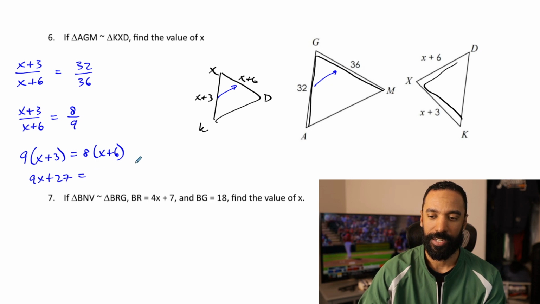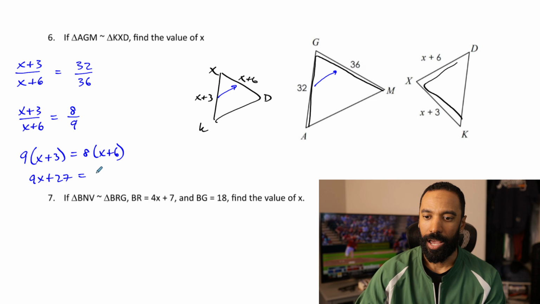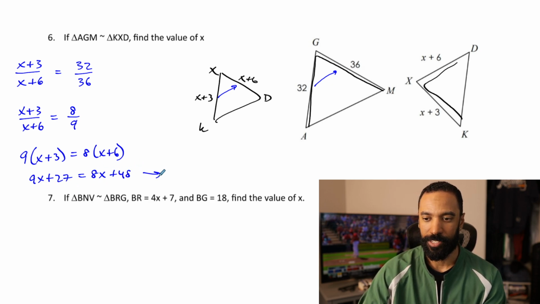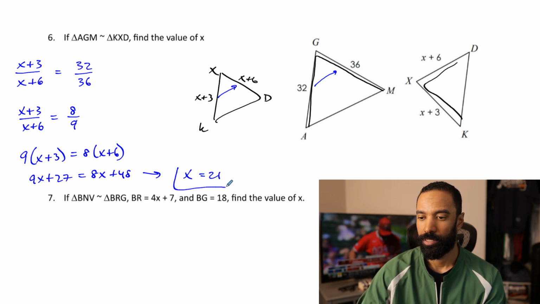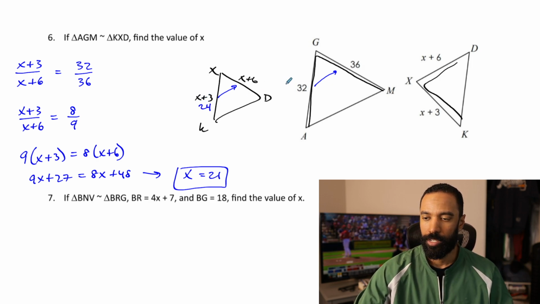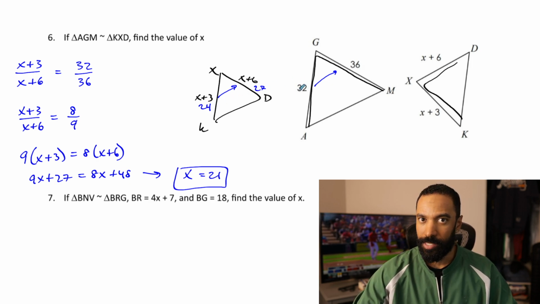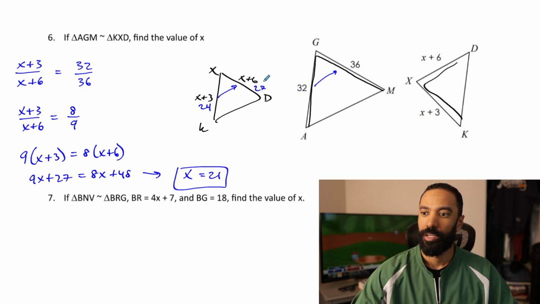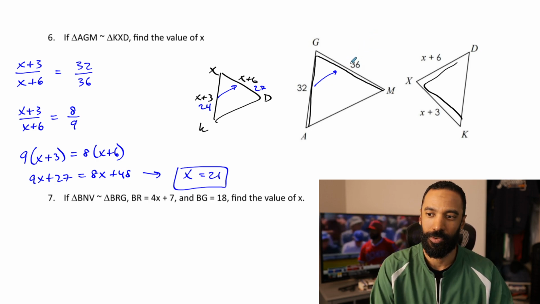9x plus 27 equals, a lot better numbers. I don't want to do 32 times 6. Equals 8x plus 48. Subtract 8x from both sides, you get x. Subtract 27 from both sides, you get 21. And x is 21. Let's double check it. 21 plus 3 is 24. 21 plus 6 is 27. 24 over 32 is 3/4. 27 over 36 is 3/4. And it still works out.